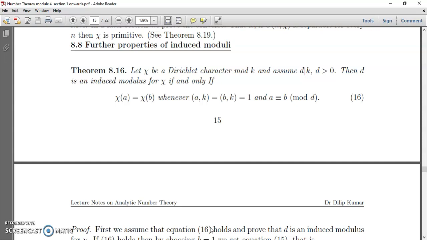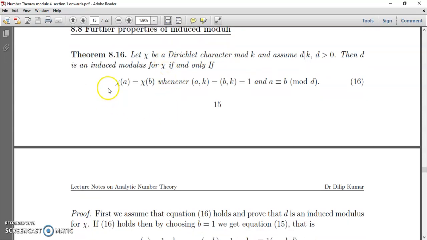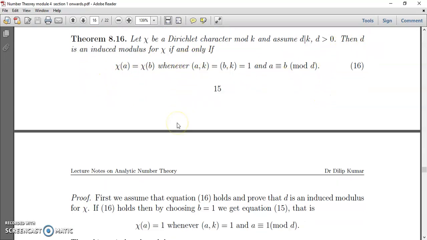and a is equal to b mod d. So we have to prove that if d is an induced modulus for chi, then this condition, equation 16, is satisfied, and if equation 16 is satisfied, then d is an induced modulus for chi. So first we suppose that 16 holds. That is, chi of a equals chi of b whenever GCD of (a, k) is equal to GCD of (b, k) is equal to 1 and a is equal to b mod d.